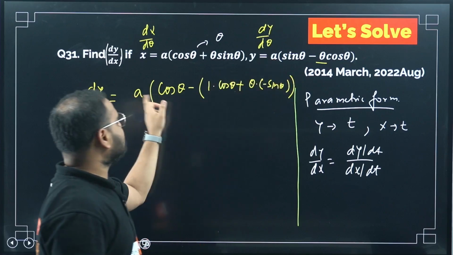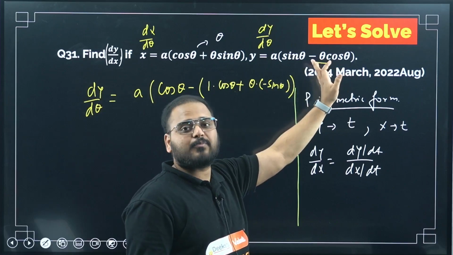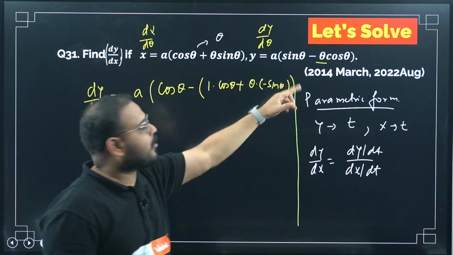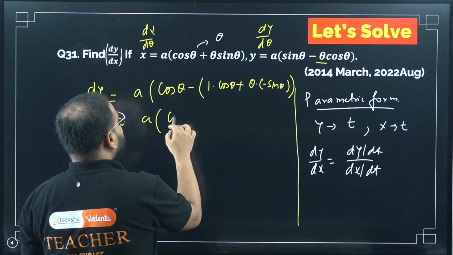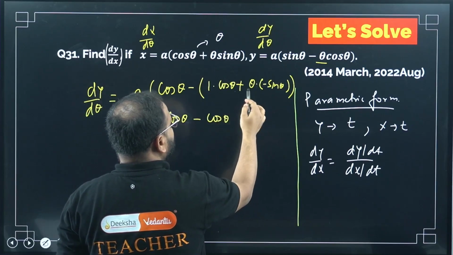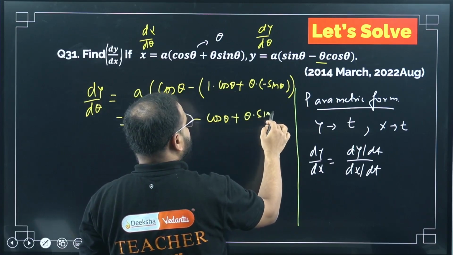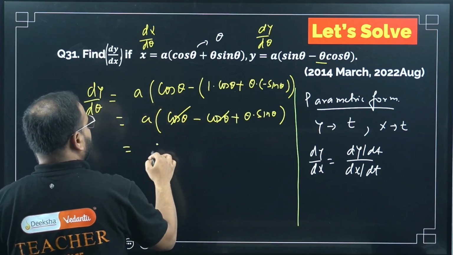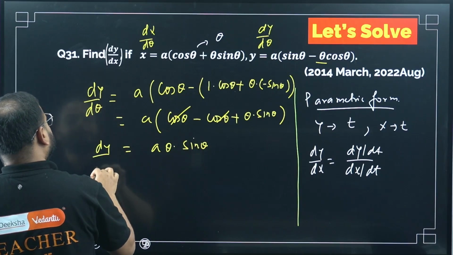Please understand this. A is a constant kept as it is. Sin theta differentiation is cos theta. Now I have to use theta into cos theta, which means product rule. Theta will be 1, cos is kept as it is. Now theta is kept as it is and cos is minus sin. Let's see the expansion over here. Cos theta minus cos theta, and minus theta times negative sin becomes plus theta sin theta. Please check now. What I get is a theta sin theta. What is this? dy by d theta.